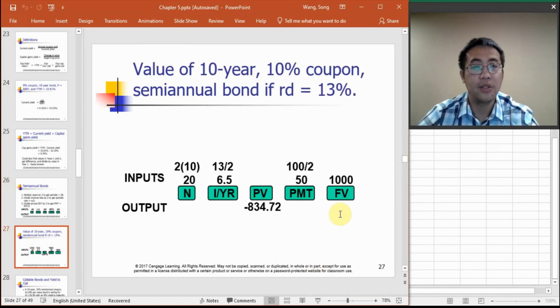All right. So this is how we solve for a semi-annual bond. We're going to convert 10 years to 20 periods, 13% interest rate to a 6.5% semi-annual rate, and $100 coupon payment each year to $50 coupon payment per 6 months. And you solve for the present value based on all the given numbers.